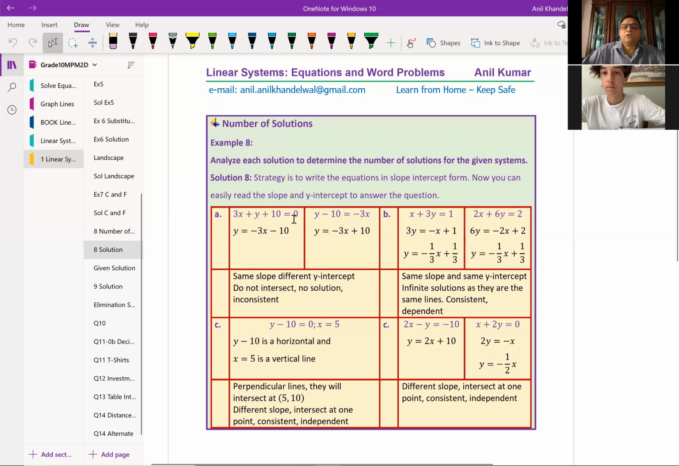3x plus y plus 10 equals 0. Taking 10 to the right side becomes minus 10. Taking 3x to the right side makes it minus 3x. So this equation has a slope of minus 3, y-intercept of minus 10. The other equation, I have to take minus 10 to the right side, it becomes plus 10. Slope is minus 3. You can see both slopes are same, right? However, y-intercepts are different. That means parallel lines, correct? So same slope, different y-intercepts. Do not intersect, no solution, inconsistent, right? Because they are parallel lines, correct?